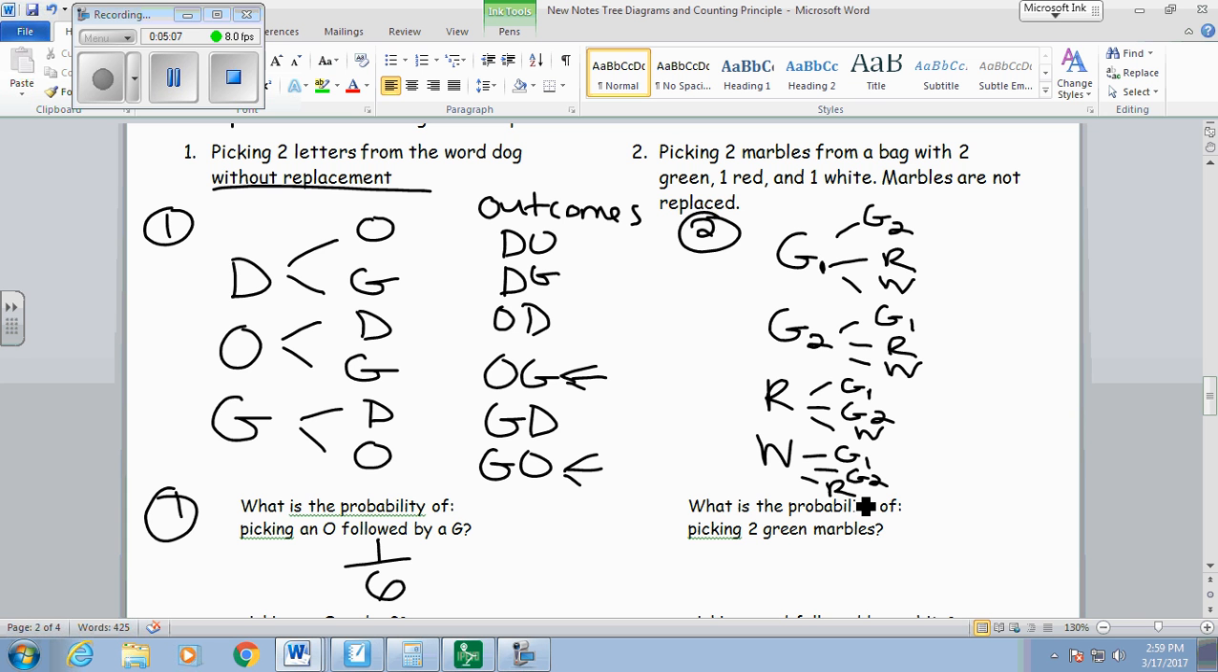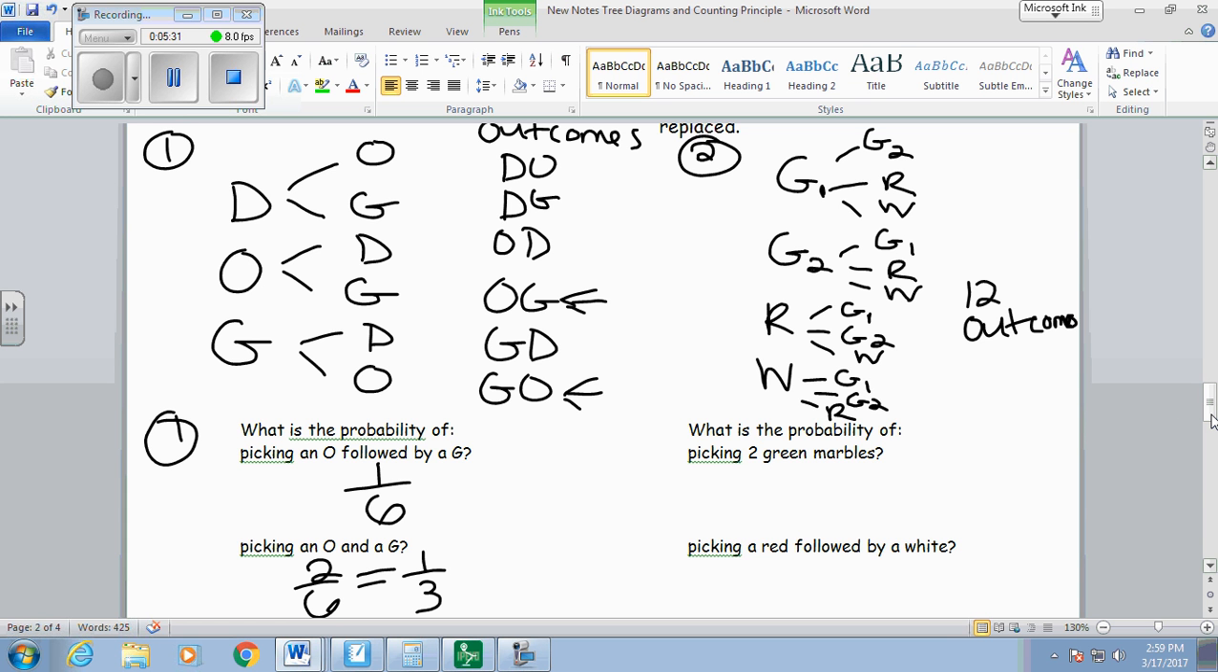So I know that we have 2 green marbles. Be very careful with that. You can't just say, oh, there's green, red, white. You have to take that into account. That changes the number of possibilities, the number of possible combinations. So we have 1, 2, 3, 4, 5, 6, 7, 8, 9, 10, 11, 12 outcomes. Remember, we can count up the last branch of our diagram, and that will tell us how many outcomes there are. So what is the probability of picking 2 green marbles? And it doesn't specify the order. You can only get G1 and G2, or G2 and G1. So that would be 2/12, which equals 1/6.